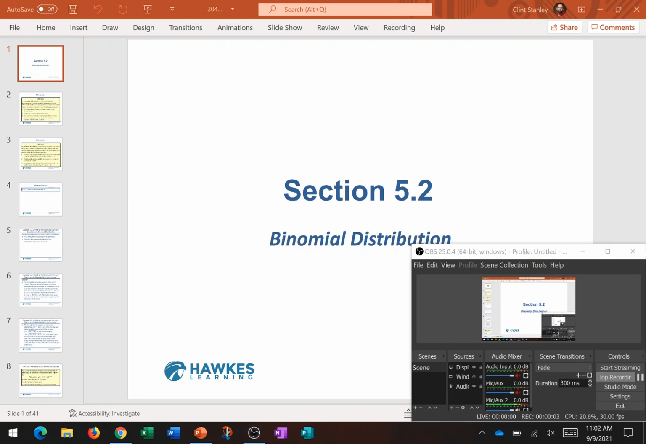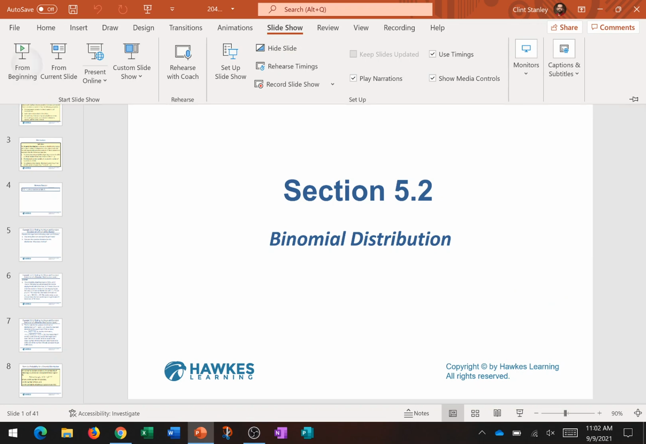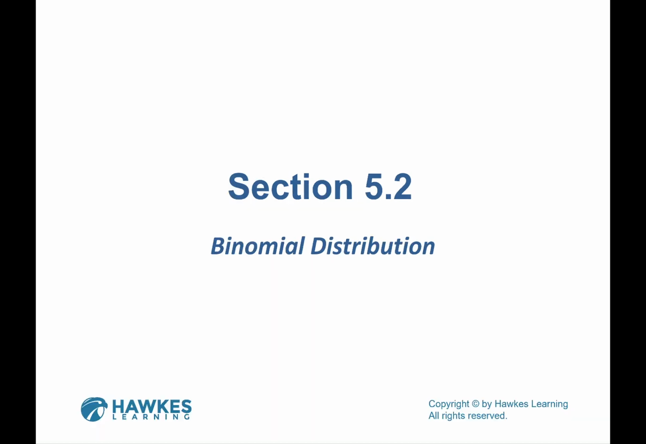All right, let's take a look at section 5.2. In this section, we're still working with a probability distribution like we talked about last time, but this is the one we really want. Everything we talked about in 5.1 is general and applies to any kind of probability distribution, but we're going to look at a special case in 5.2 called the binomial distribution.